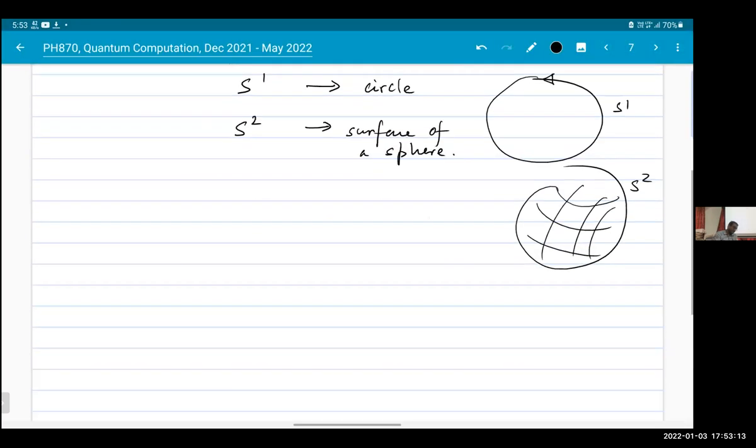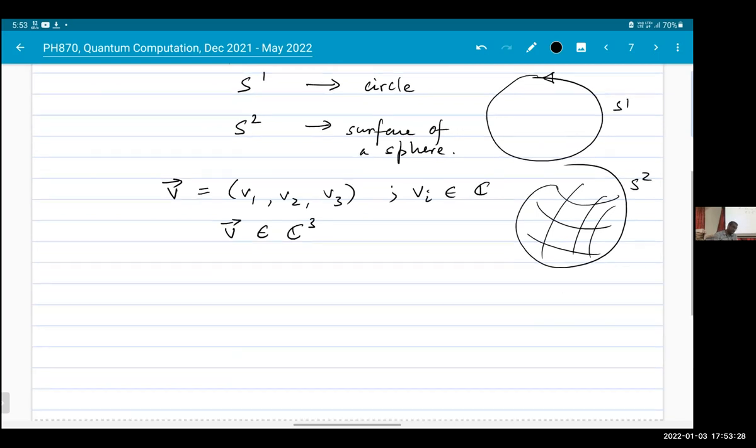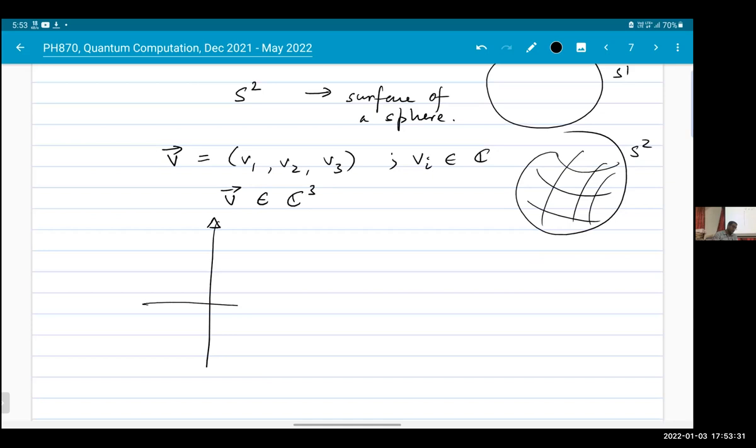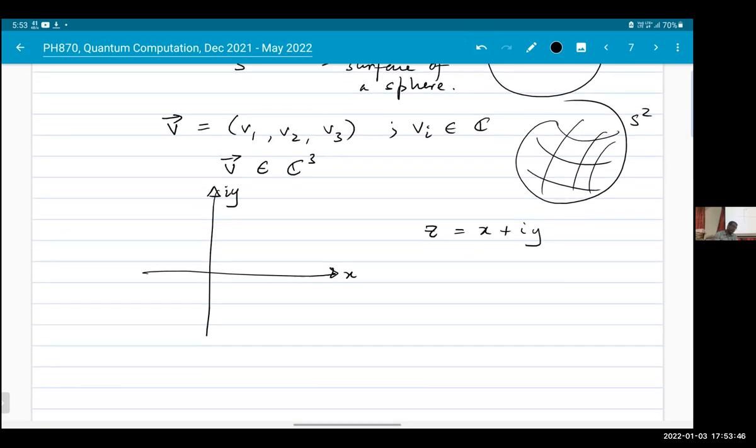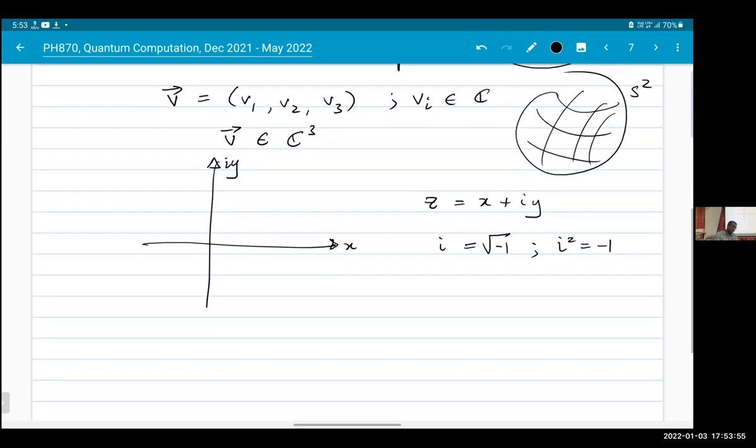So vectors, coming back to vectors, you can also have vectors which are complex numbers, which have complex components. And so in this case, we would say that V, for instance, belongs to C3, right? And what are complex numbers? For the sake of completeness, let me just very briefly tell you what complex numbers are. They are numbers of the form x plus i y, where i is formally written as the square root of minus one. i squared is minus one.